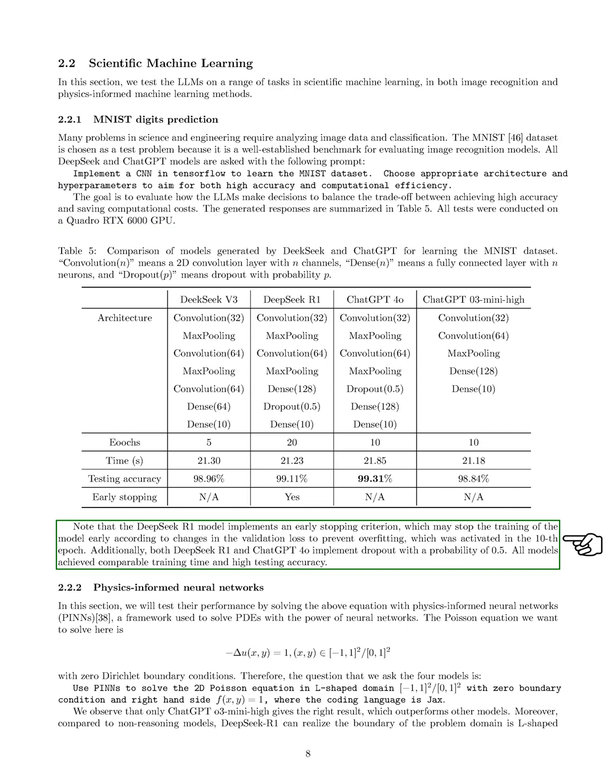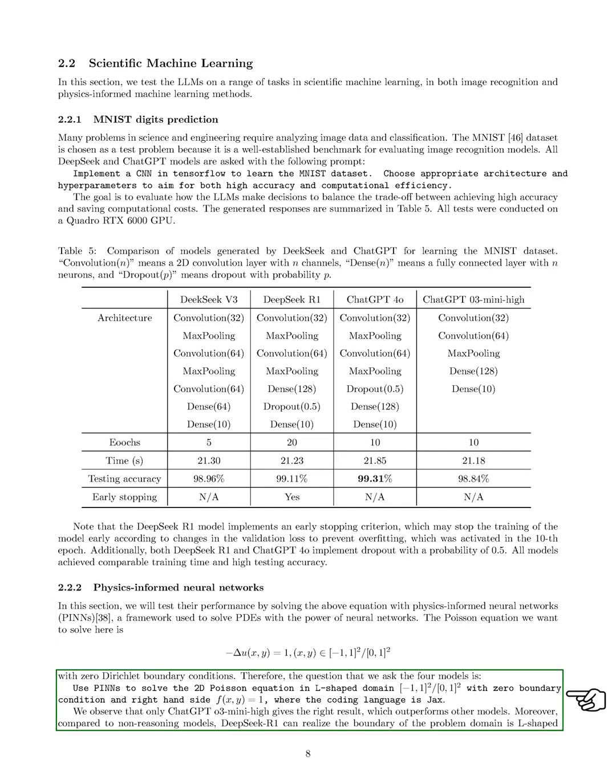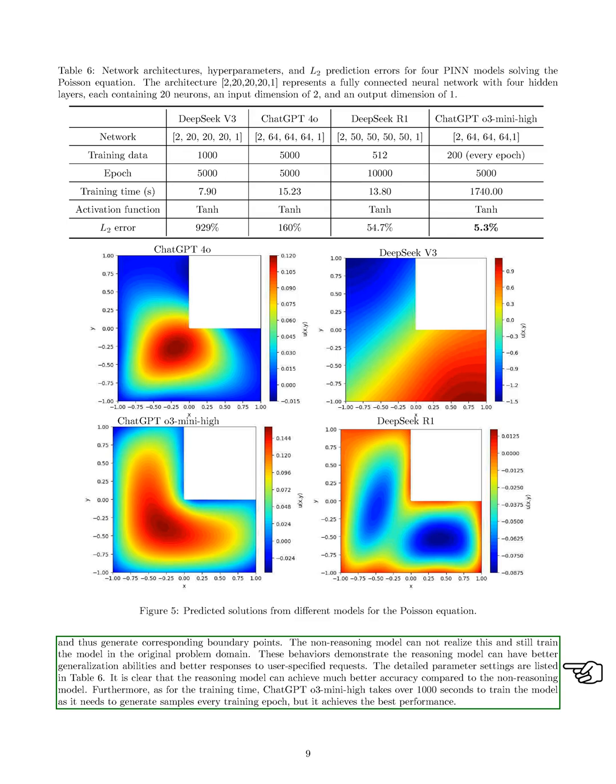prevent overfitting. For physics-informed neural networks, PINNs, we test their performance on solving the Poisson equation with zero Dirichlet boundary conditions in a specific domain. We ask the models to use PINNs in JAX. Only ChatGPT-o3 Mini-High provides the correct solution, outperforming the others. DeepSeek R1 recognizes the L-shaped boundary of the problem, while the non-reasoning models do not. This indicates that reasoning models demonstrate better generalization and responsiveness to user requests.